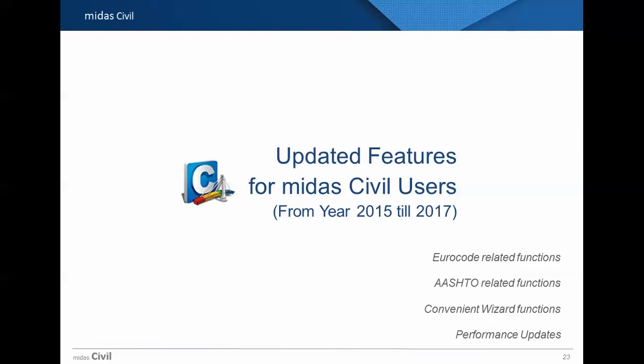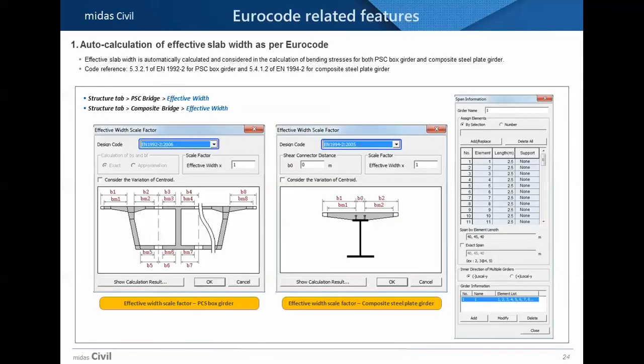Okay, in this chapter, I will introduce the updated new functions from 2015. There are four parts: the Eurocode related functions, Asiatic code related functions, convenient wizard, and the performance updates. The first Eurocode related function is auto calculation of effective slab. It will be automatically calculated and considered in the calculation of bending stresses.